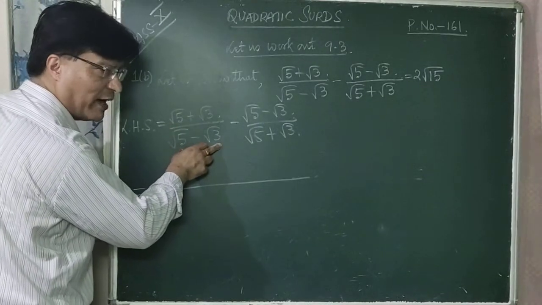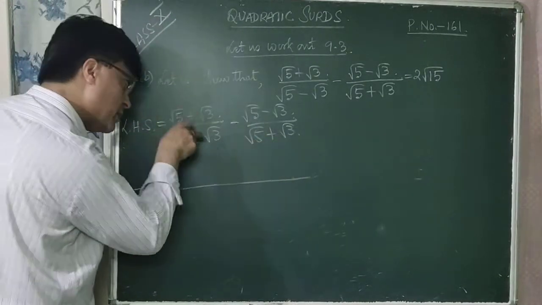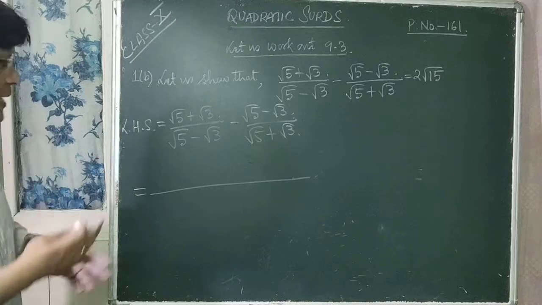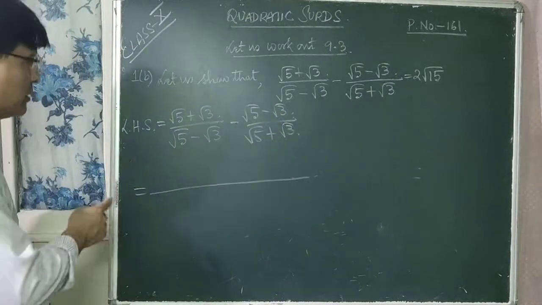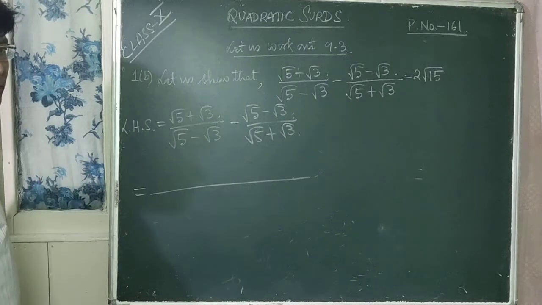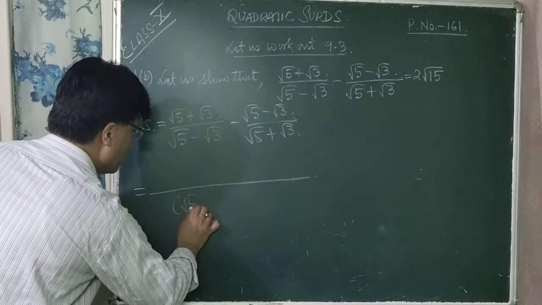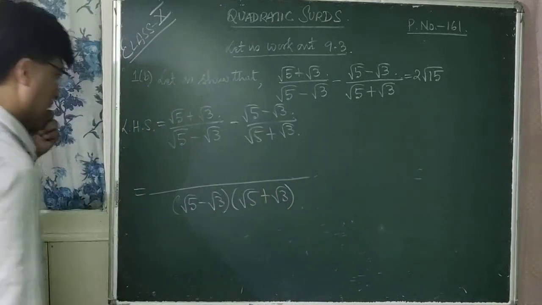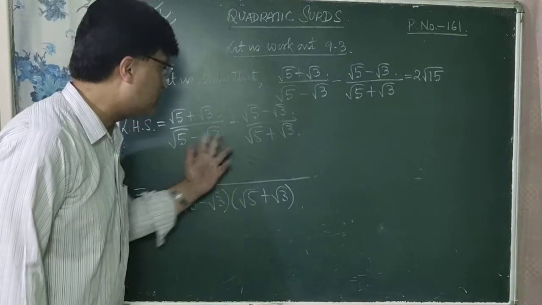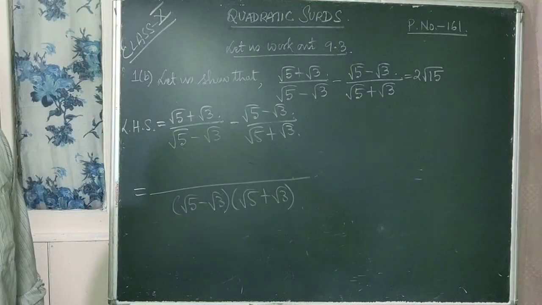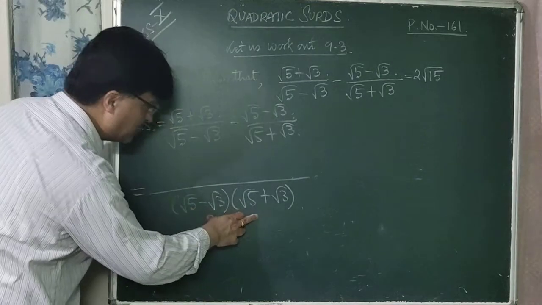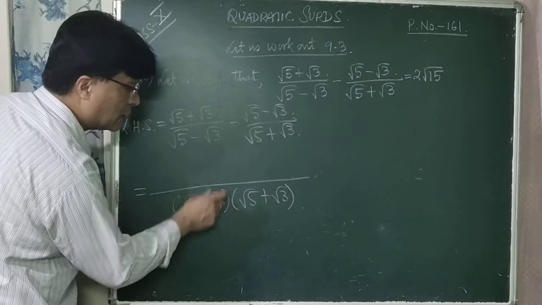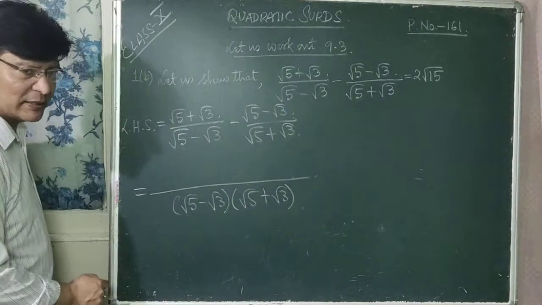So what is the LCM of root over 5 minus root over 3 and root over 5 plus root over 3? These two factors are the LCM. Okay, these two only. LCM of these two factors, that is root over 5 minus root over 3 into root over 5 plus root over 3, right? So this is the LCM of these two factors, right? So what is the method now? This LCM is always divided by this factor, so root 5 minus root 3 cancels, so root 5 plus root 3 remains, isn't it?